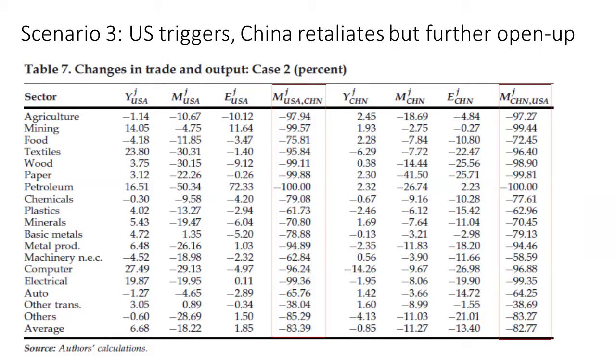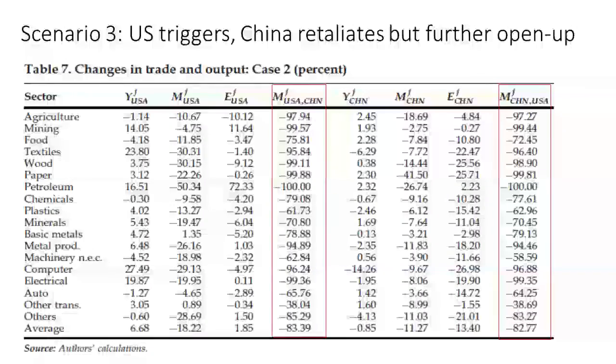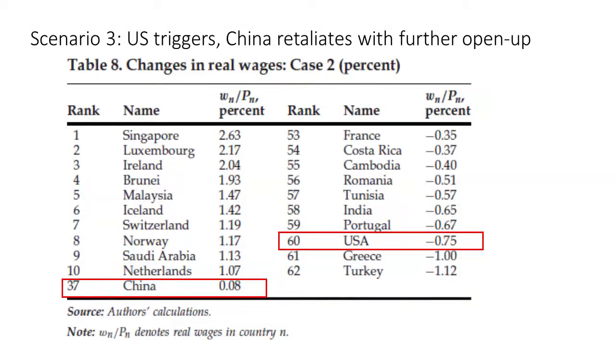And the second part is, what if the US triggers, China retaliates, but further opens up, importing more from other countries, including Korea, Japan, and the EU countries? In this case, we recalculate and simulate. We see that this table is almost identical to the one you saw before, but the findings on real GDP are different. If you look at the findings here, they're pretty different. Number one, you will see that the US still loses, for two reasons.